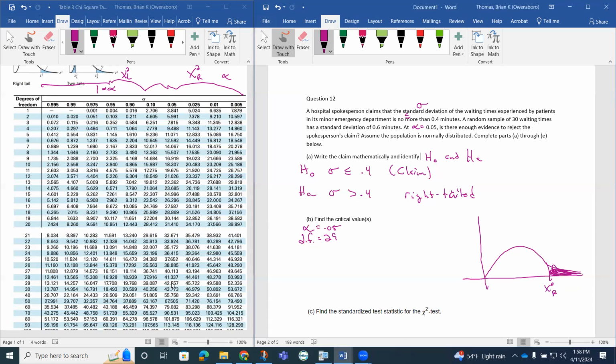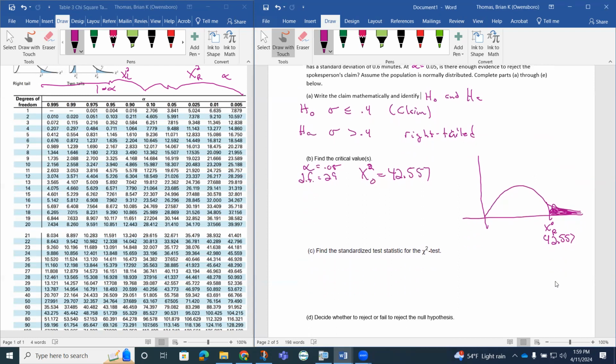And I'm not sure how to round this one, so pay attention to rounding in your homework. I believe this one goes to 3 decimal places, if I'm not mistaken. So let's go with 42.557 this time. So the critical value, chi-squared 0, is going to be 42.557. So if we're to the right of 42.557, that's going to be the rejection region.